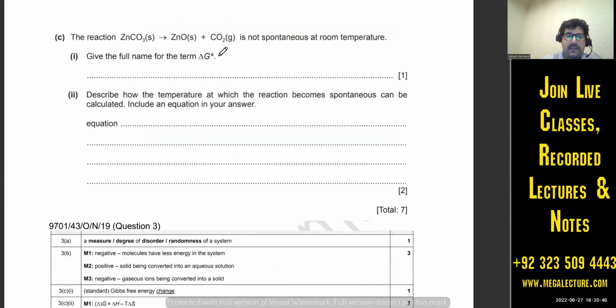Give the full name of the term delta G. That's Gibbs free energy, or rather, Gibbs free energy change. They actually underlined that. Delta stands for change, so make sure you don't make that mistake. And you've got a knot on top of it, so you have to write standard. Although they ignored standard, standard was also there. This is standard Gibbs free energy change.